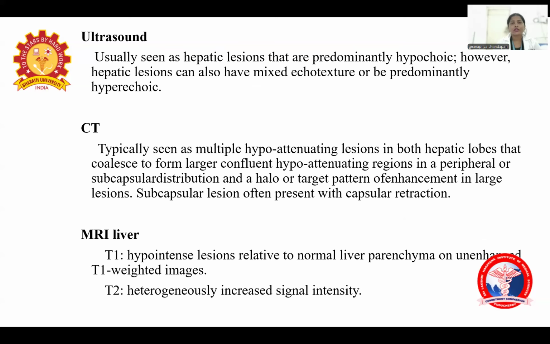In CT, they are seen as multiple hypoattenuating lesions in both lobes of the liver, and they coalesce to form larger confluent hypodense regions in a peripheral or subcapsular distribution, and a halo or target pattern of enhancement is seen in larger lesions. Subcapsular lesions often present with capsular retraction. On MRI, T1 weighted images usually show hypointense lesions, and T2 weighted images show heterogeneous increased signal intensity.